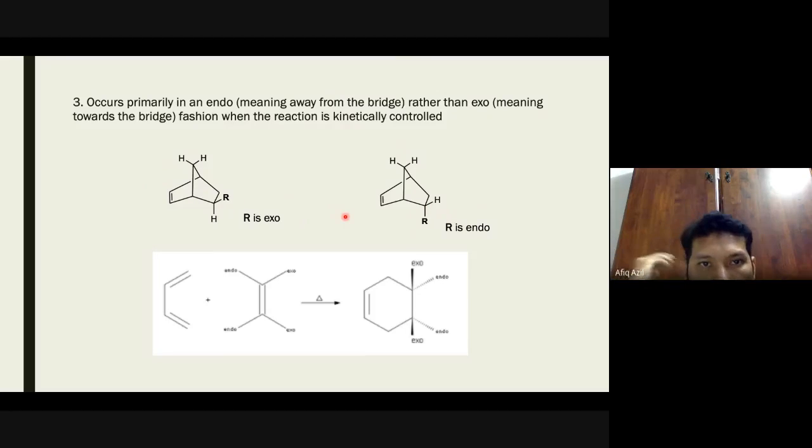So what normally happens is it prefers this side, endo. Or if it's drawn like this, endo is pointing downwards, which is the same as this, pointing downwards. Exo is upwards and equatorial, to the side.